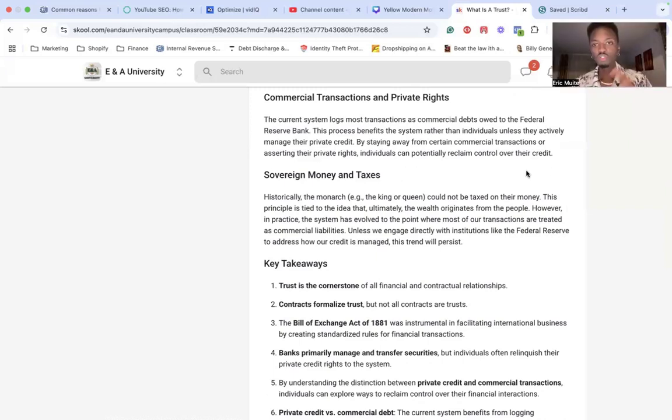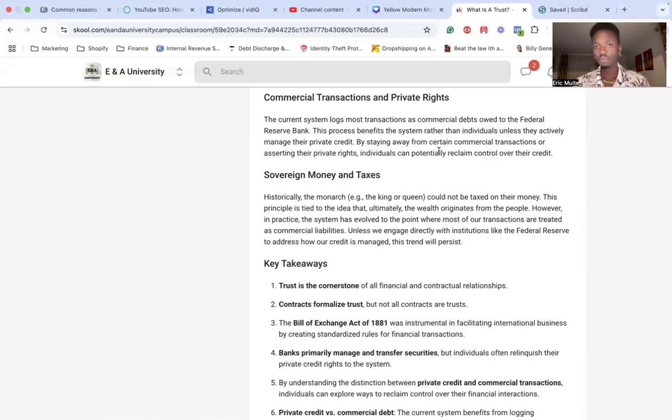So, commercial transactions, private trust. The current system logs most transactions as commercial debts, right? And to the Federal Reserve Bank. So this process benefits the system rather than individuals unless they actively manage their private credit. By staying away from commercial credit transactions or asserting private rights, individuals could potentially reclaim control over their credit.